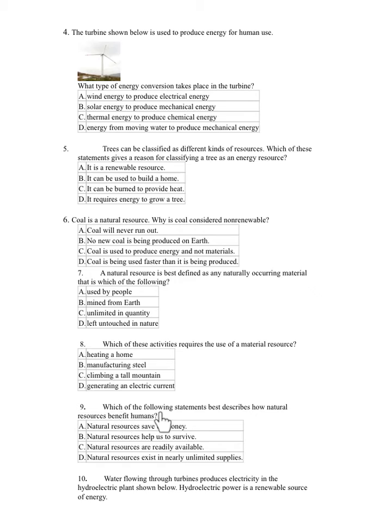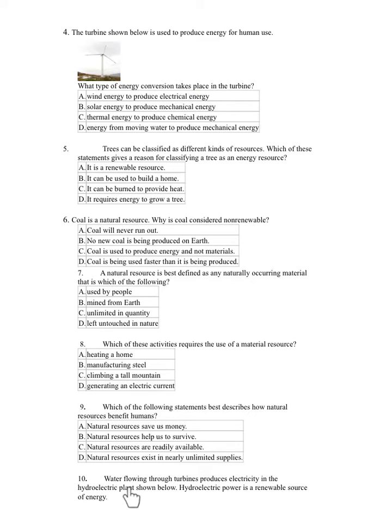Number 9. Which of the following statements best describes how natural resources benefit humans? A. Natural resources save us money. B. Natural resources help us to survive. C. Natural resources are readily available. D. Natural resources exist in nearly unlimited supplies.